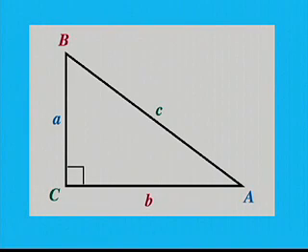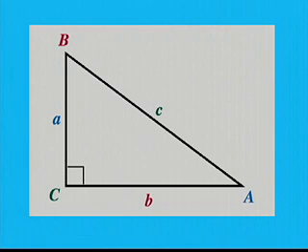In solving a triangle, a labeled sketch is an important aid, like the triangle seen here. Side A represents the side opposite angle A. Side B represents the side opposite angle B, and side C represents the side opposite angle C. And when it's a right triangle as pictured here, C always represents the hypotenuse.